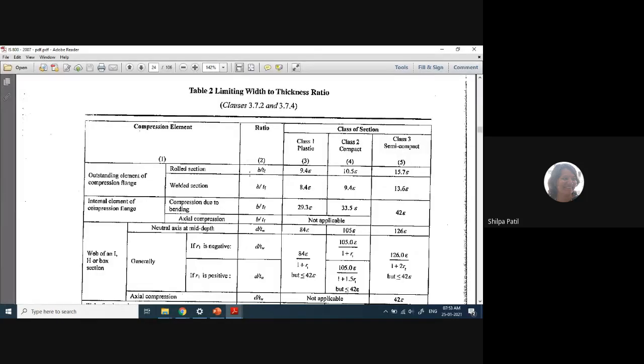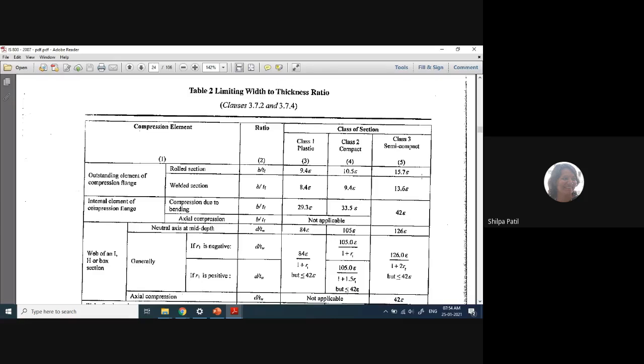When the value of this ratio is less than 9.4 epsilon, the section or the given part of the section is classified as plastic. If it is between 9.4 epsilon and 10.5 epsilon, it is classified as compact. When it is greater than 10.5 epsilon and less than 15.7 epsilon, the same part will be classified as semi-compact. And if the ratio is greater than 15.7 epsilon, the part will be classified as slender.